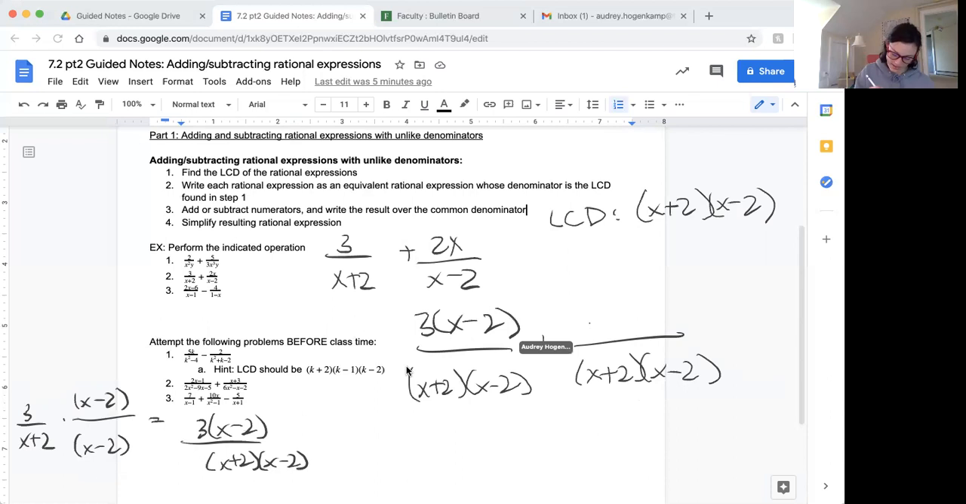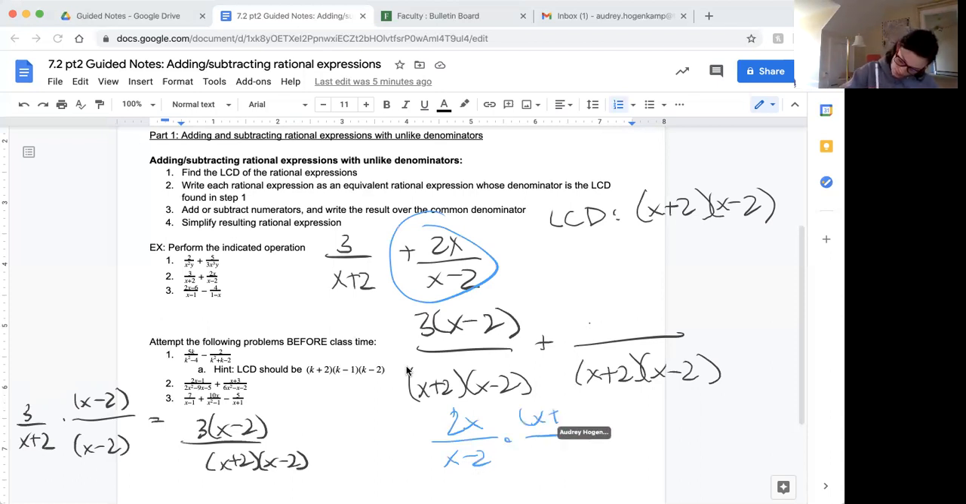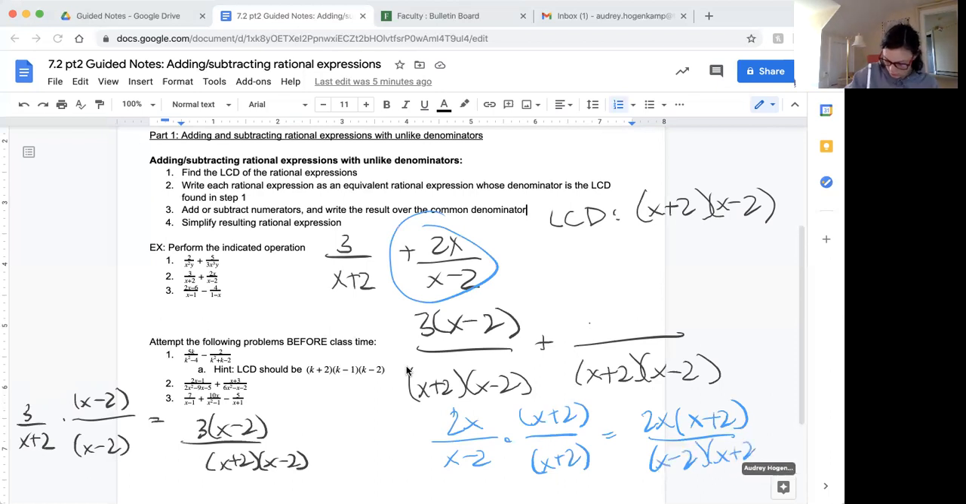And now let's look at our second fraction. I'm going to color code this a little bit. Let's do it in blue. So we have over here 2x over x minus 2. Again, we have to multiply by what we're missing. So we're missing x plus 2 times x plus 2. So we're going to have 2x times x plus 2 over x minus 2 times x plus 2. So our numerator for our second fraction has become 2x times x plus 2.